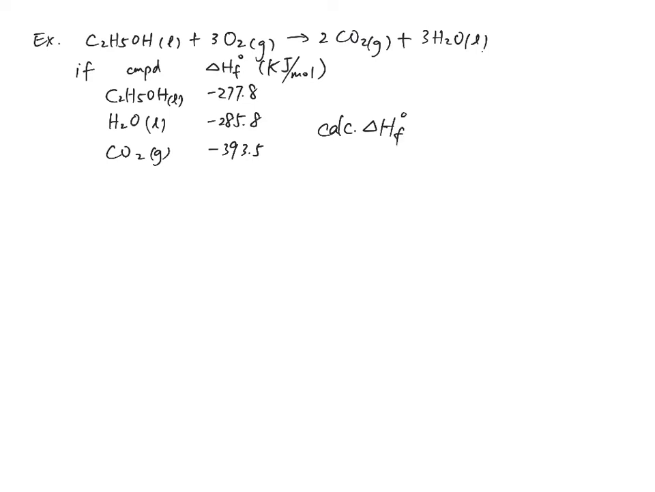If we know all these, calculate the delta H of the reaction. Okay, so what do I do? Delta H should equal the total of all delta HF of products minus the total of delta HF of reactants. So products are carbon dioxide and water, so let's go.